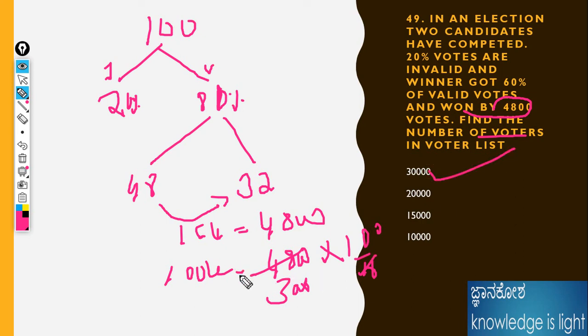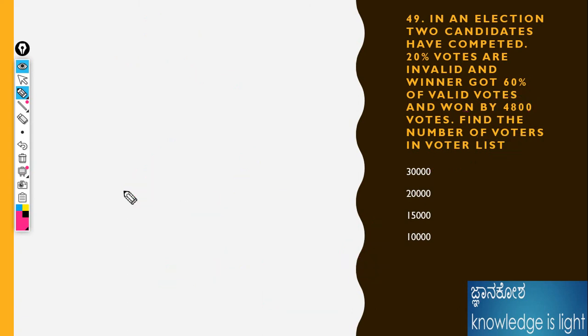This is one method. I will show one more method. What is the problem? Just see. I don't know how many voters are present, that is x. How many valid voters are there? 20% invalid means 80% valid. I could write 80% directly as 4 by 5, since we already know 1 by 5 is 20, and 20 into 4 is 80%. This is the valid vote.